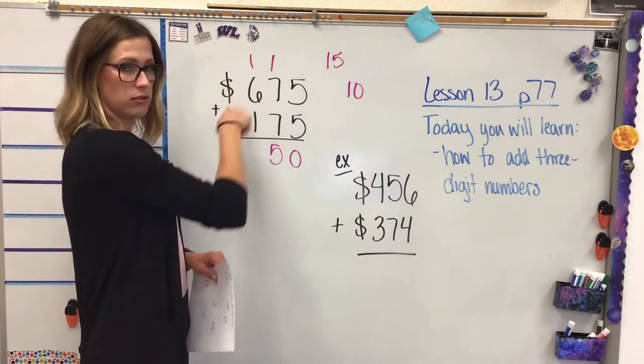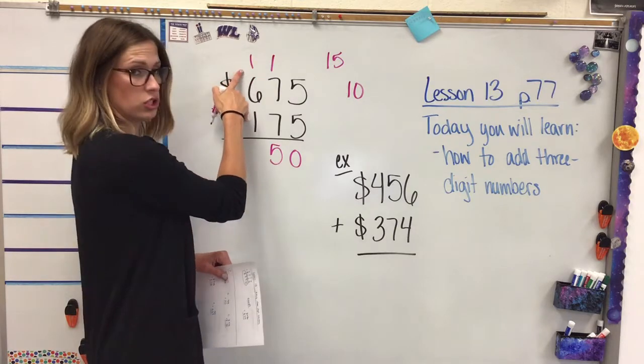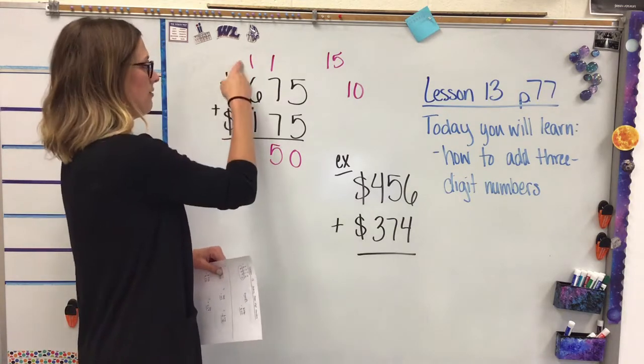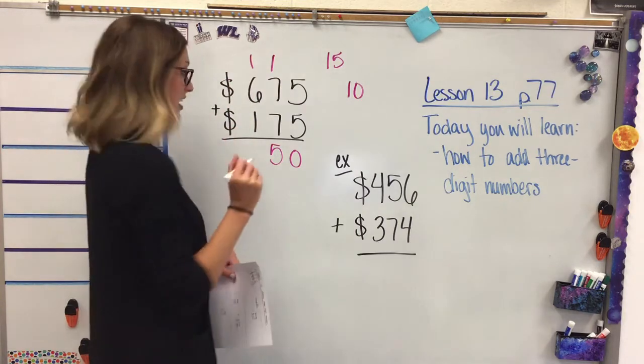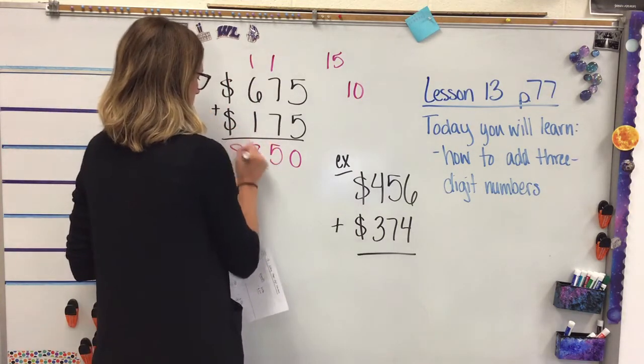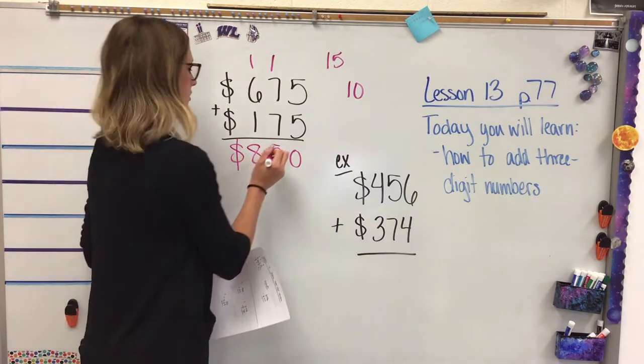Remember, I can add those numbers together in any order that I want. For me, it's really easy to say 1 plus 1 is 2, and then tack on 6 more. If it's easier for you to go 1 plus 6 plus 1, you can do that as well. Either way, you're going to get 8. Then, don't forget your dollar sign. Do I need a label? Yes, and you get 850.